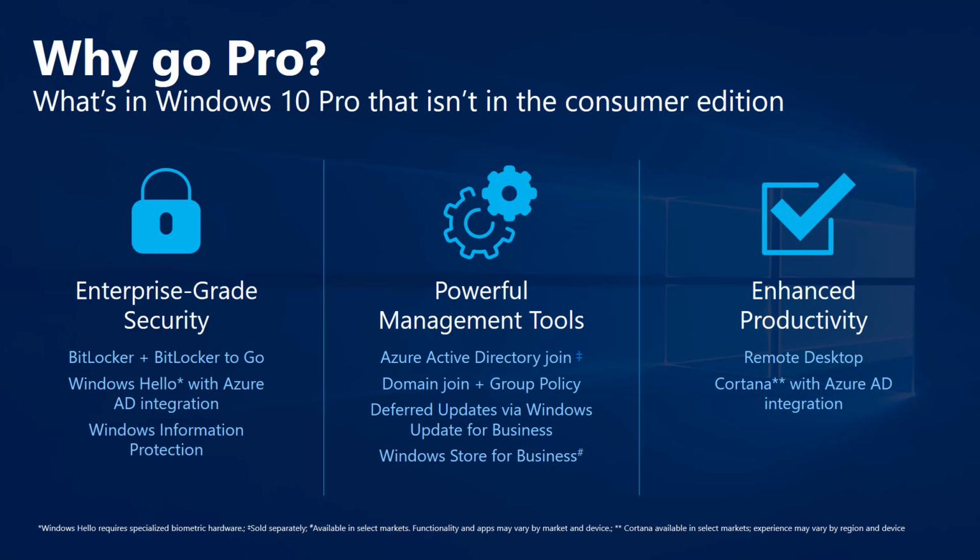So why go Pro? So here we take a look at what's in Windows Pro that's not in the Home Edition. So first up, the enterprise grade security. So we've got BitLocker and BitLocker to Go. We've got Windows Hello with Azure AD integration. And we've also got Windows Information Protection. As we move across to the management tools, this is where we take a look at the Azure AD join versus domain join and group policy.